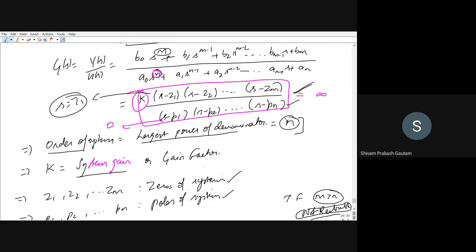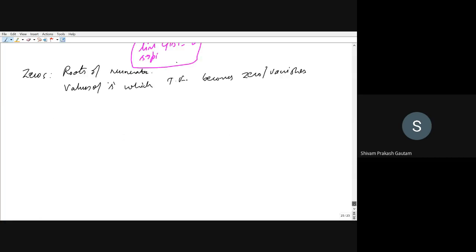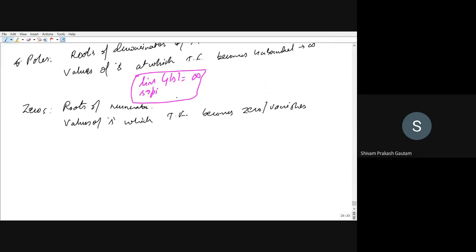If s is equal to Z1, this term becomes 0, and all the terms are multiplying. You can see all the terms are in multiplication, so the transfer function will become 0. So by definition, when s tends to Z1, G of s will be equal to 0.